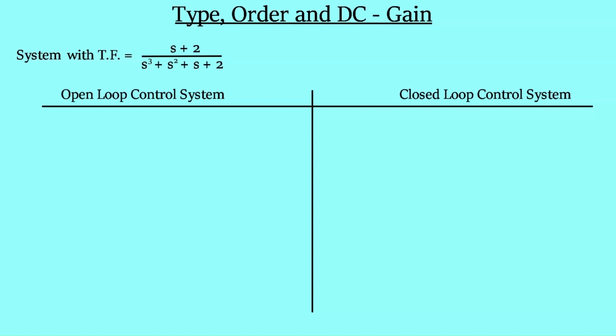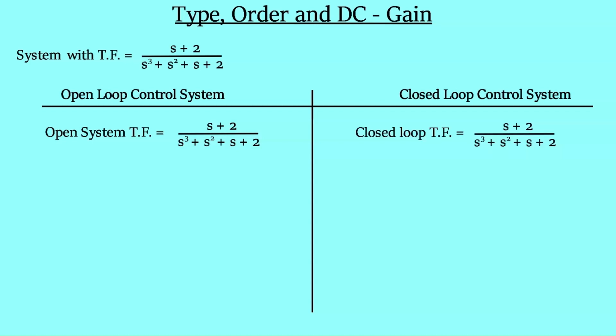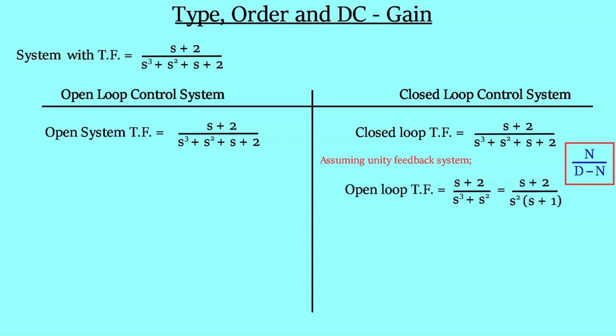If we talk about open loop control system, then we know we only have one type of transfer function in that system, which is referred as open system transfer function. But when we talk about closed loop control system, we have closed loop transfer function as well as open loop transfer function, and the closed loop transfer function is equal to the transfer function of the system. If we assume the unity feedback system for simplicity, then we can also find the open loop transfer function to be equal to s plus 2 divided by s square into s plus 1.